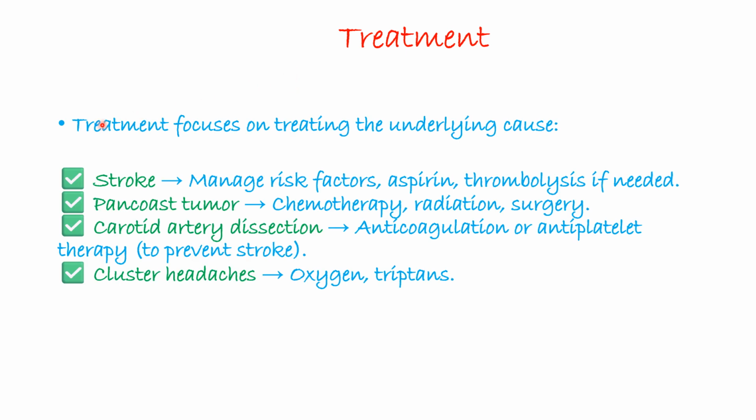In treatment, you focus on treating the underlying cause. So if it is stroke, you manage the risk factors, you give aspirin, and thrombolysis if needed. If it's Pancoast tumor, chemotherapy, radiation, and surgery. If it's carotid artery dissection, anticoagulation or antiplatelet treatment to prevent stroke. If it is cluster headaches, you give oxygen and triptans.